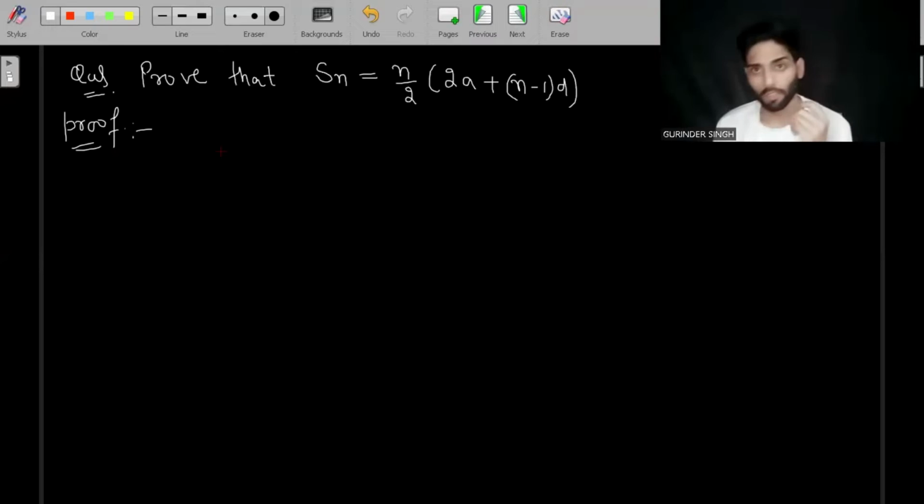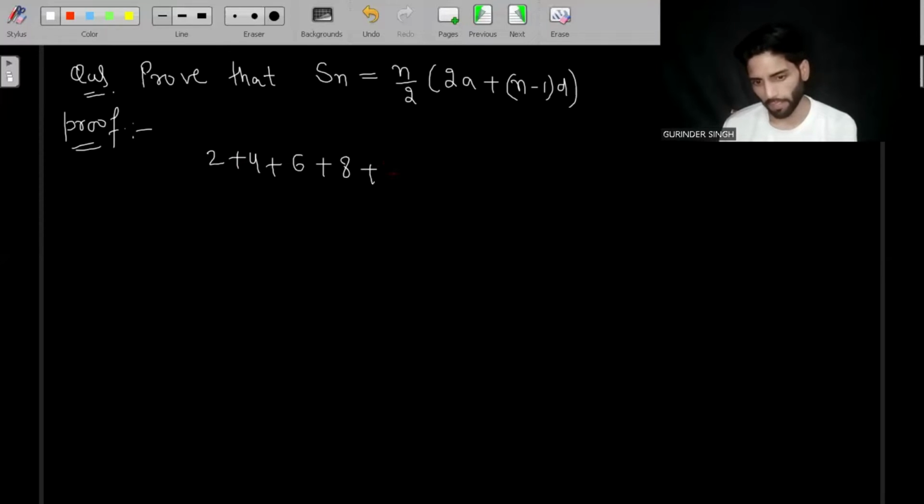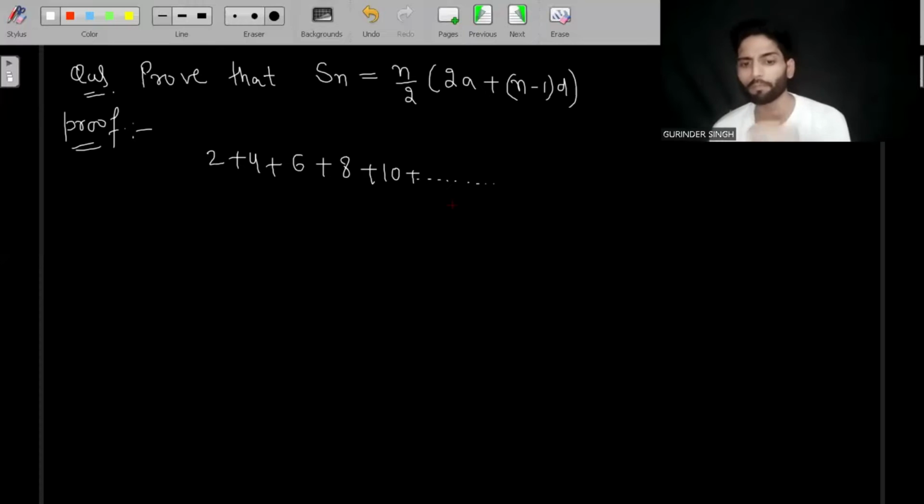So let me consider one AP, and I'll give you one example. Taking 2 plus 4 plus 6 plus 8 plus 10 and so on, the terms are infinite, they are not ending. If I put dots at the end, it means the sequence continues. This is a series, and specifically an AP series, meaning arithmetic progression.